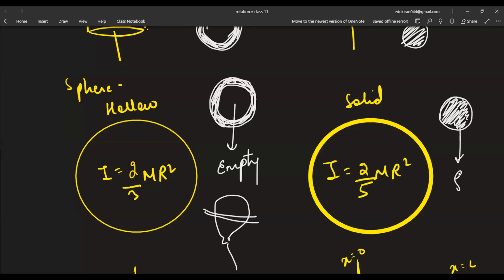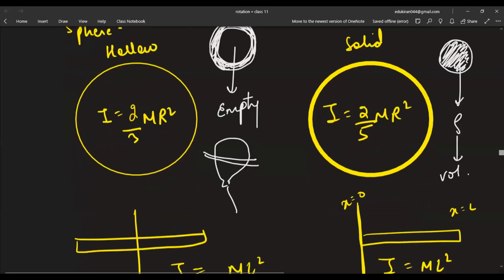That's why you use rho here if you have to use it. There is volume occupied here. There is no volume here, there is surface area occupied by the matter. So that's why you have the formula as 2 by 3 MR square for hollow sphere. You have the formula as 2 by 5 MR square for solid sphere.